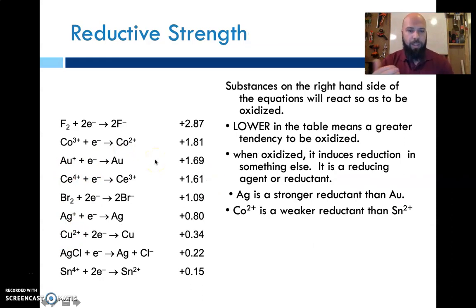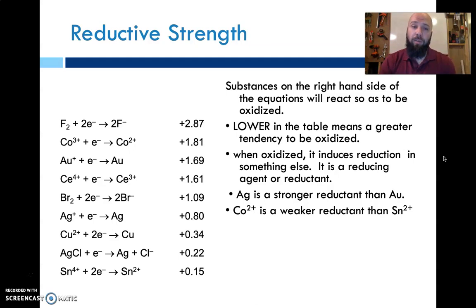Reductive strength is just the opposite and works exactly the same way, except now you're looking at substances on the right hand or the product side, and you're saying that those lower in the table will have a greater tendency to be oxidized. So the silver is a stronger reductant than gold because silver is lower on the product side than gold is in this table. So oxidative strength and reductive strength are opposites of one another, and this table of values, because it's usually from most positive potential to most negative potential, can tell you the strength of those half reactions.